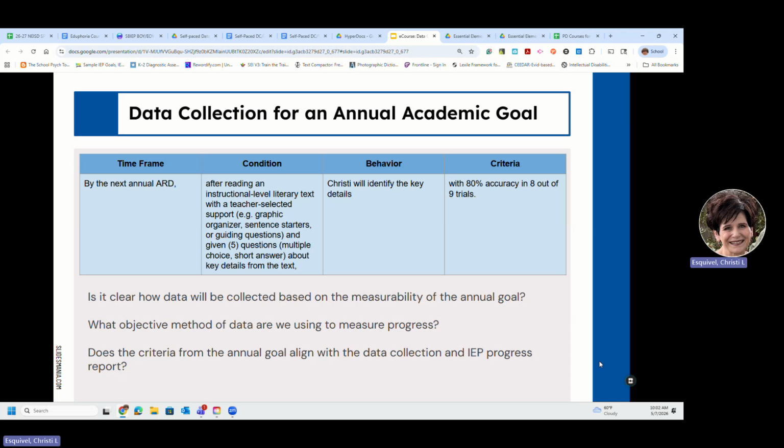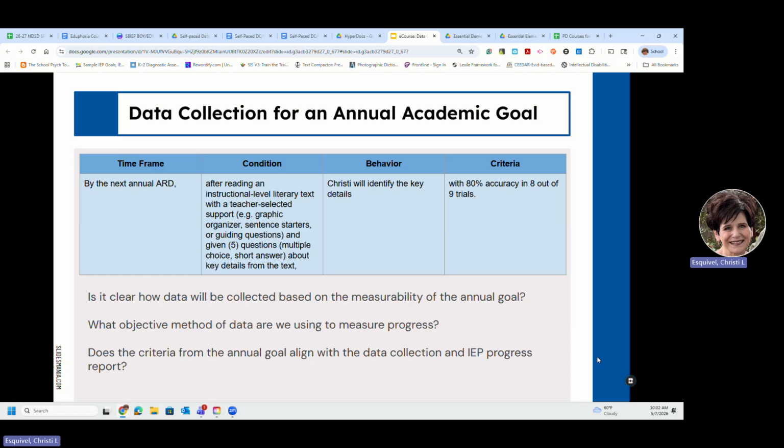So is it clear how data will be collected based on the measurability of the annual goal? The goal is observable. It indicates that to measure mastery, she must average 80% on the 5 multiple choice or short answer questions given during each trial. This would yield the same conclusion if measured by multiple people, can be measured without additional information, and allows a calculation of how much progress it represents.